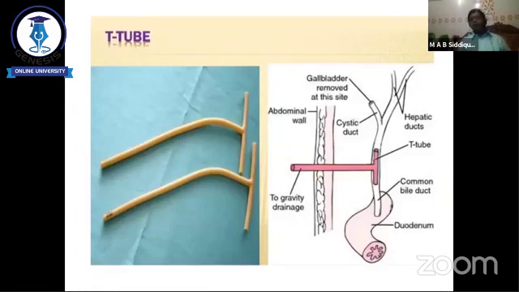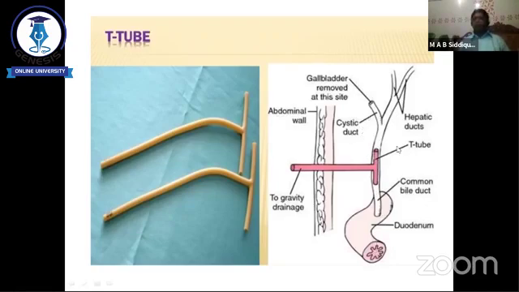Before going to another contrast X-ray, I will show you a picture. This is a T tube. It looks like a T, and this is called a T tube. If you look at this picture, this is the biliary tree, this is the hepatic duct, this is the cystic duct, this is the common bile duct, and this is the duodenum.